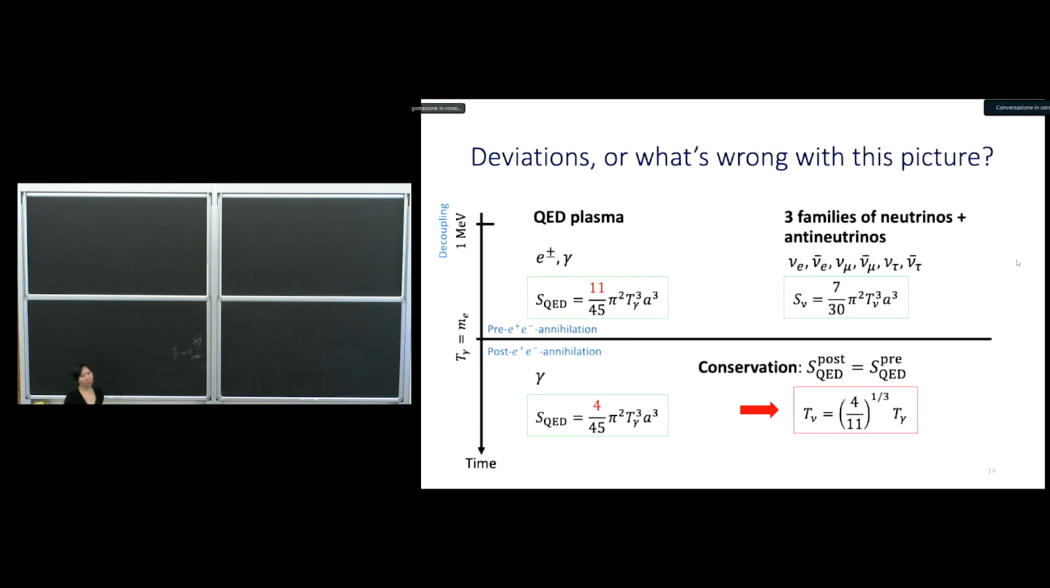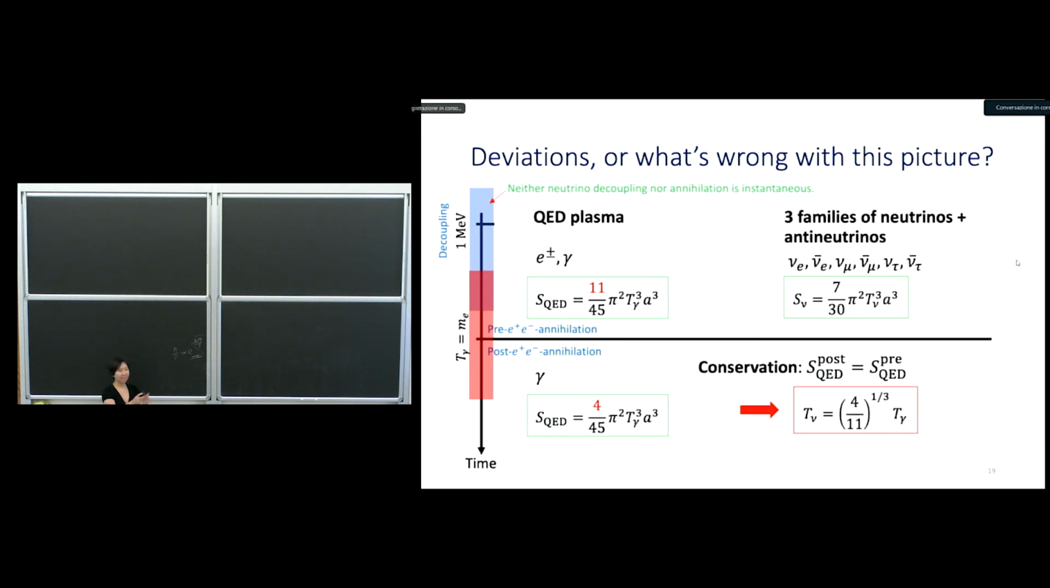Essentially, you have these corrections because this picture here is not completely correct. I use this picture here to determine this relation between T nu and T gamma, but there are actually a lot of approximations going into this prediction. And the first one is that we treated decoupling and E plus E minus annihilation as distinct events. We just said decoupling happens here at 1 MeV and is instantaneous, annihilation happens at 0.5 MeV and is instantaneous as well. But in reality, that is not true.